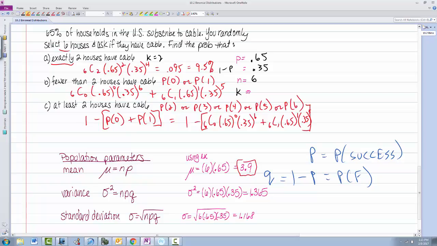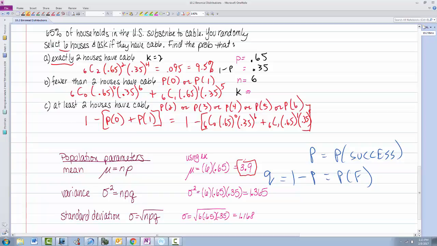And I searched to try to find out what does mean actually mean in this binomial distribution situation. And I guess the best thing you could say is, on average, 3.9 out of 6 houses should have cable if you selected any 6 houses to look at. Okay, and I guess that's the best representation of that.